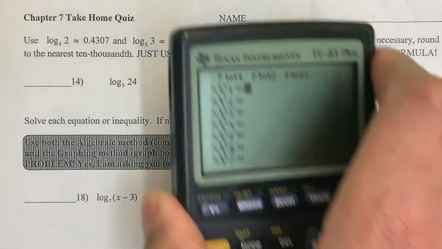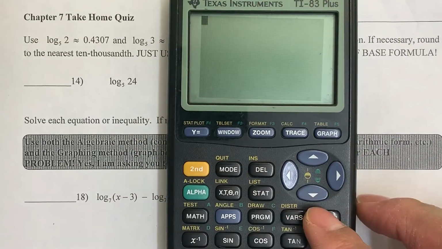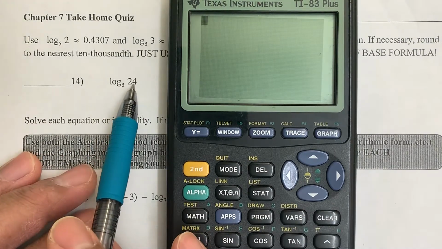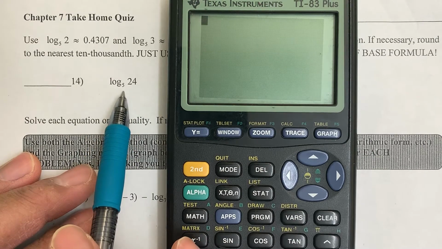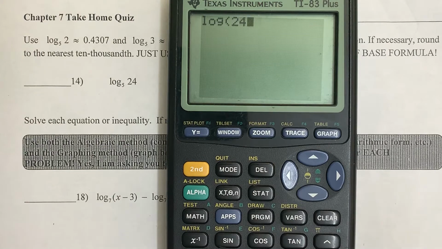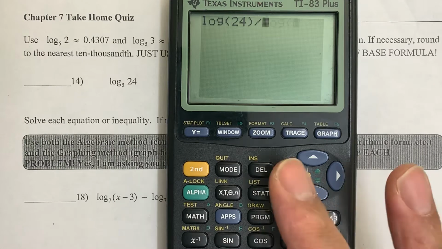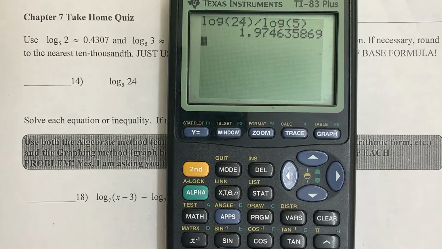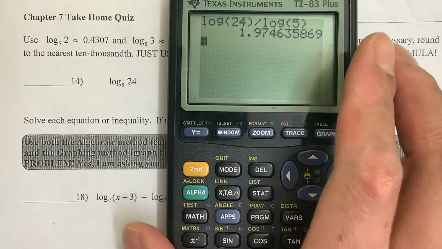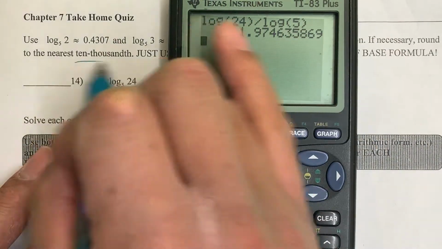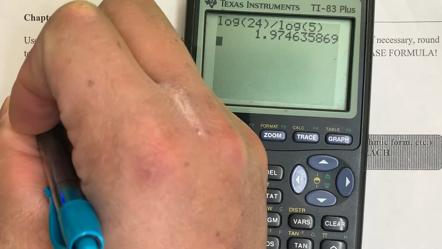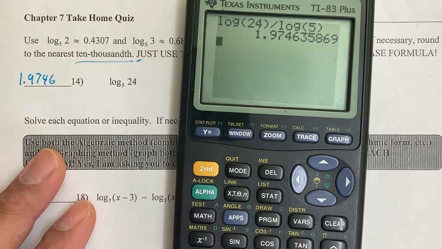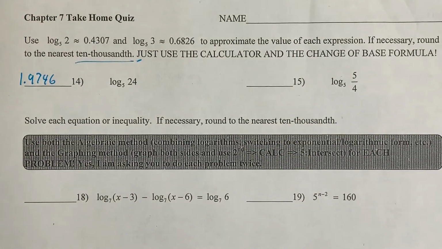So for these two problems, you come to the calculator, get out of that menu, and you're just going to use change of base. Now remember, change of base is log of the big number, log of the argument, divided by log of the base. So log 24 divided by log of 5. And that comes out to 1.9746, and that is the answer. And that's all you need. 4 decimal places, nearest 10,000th, 1.9746. Okay? Take a minute, pause the video, try the next one, and then I'll do it.